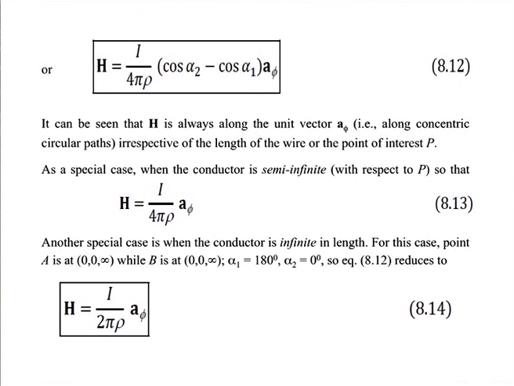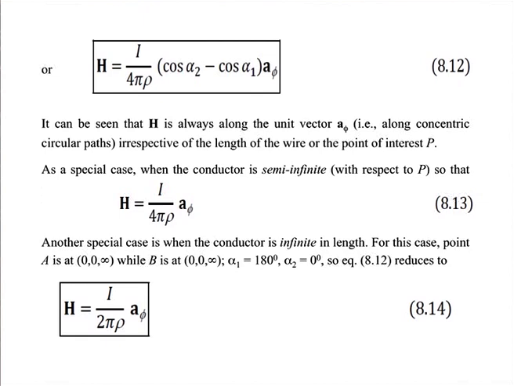As a special case, when the line conductor is semi-infinite with respect to point P, then the coordinates of point A become 0 0 0 and that of B become 0 0 infinity, so that alpha 1 becomes 90 degrees while alpha 2 becomes 0 degrees, and under such a case H is equal to I upon 4 pi rho a phi.